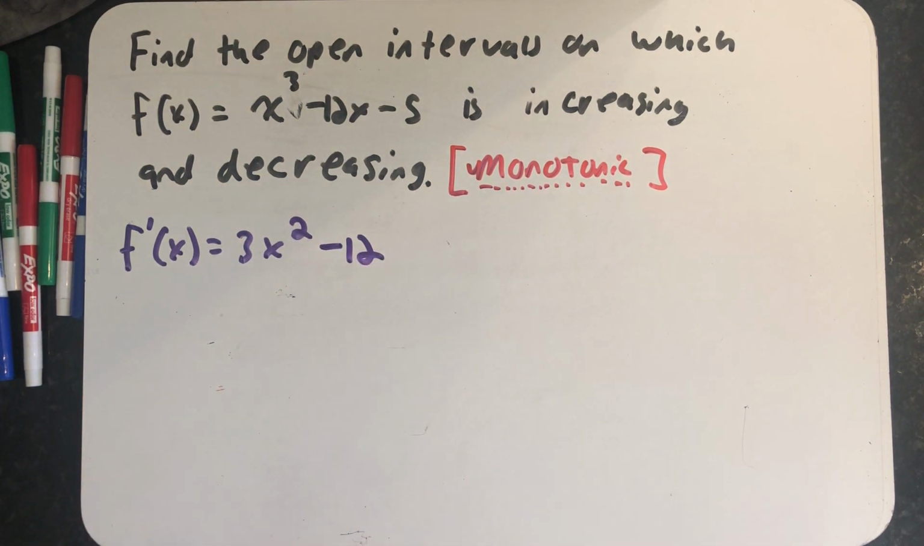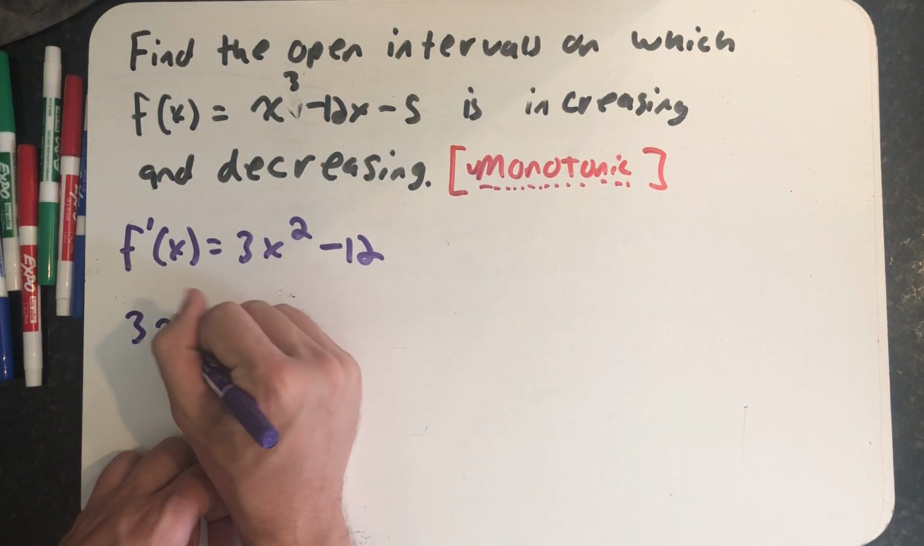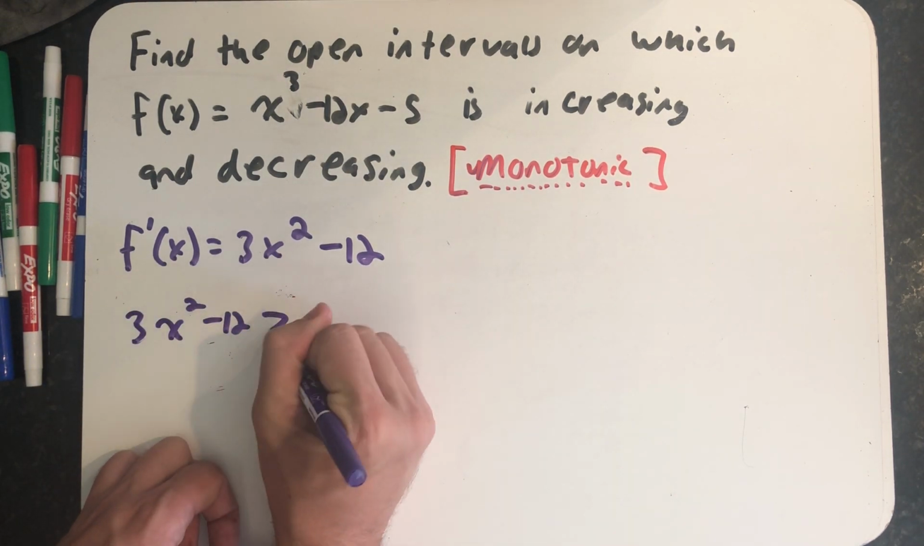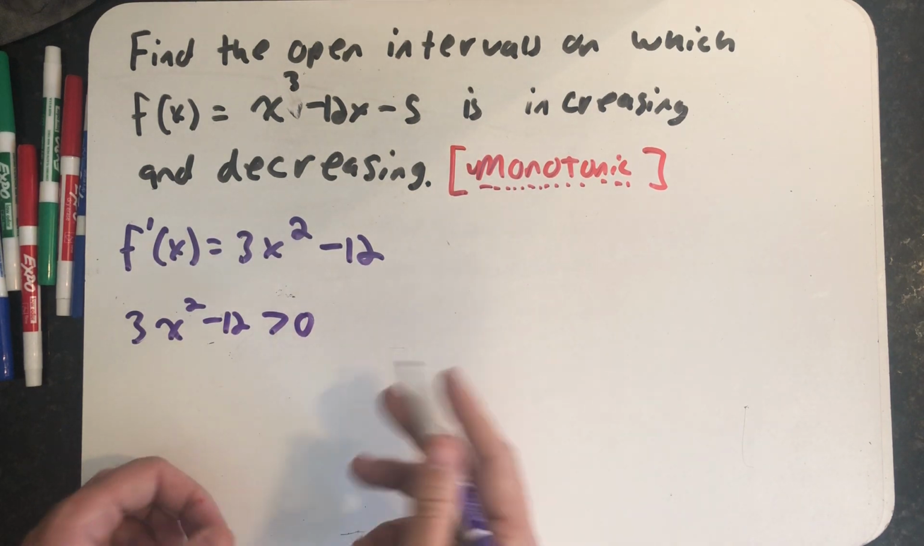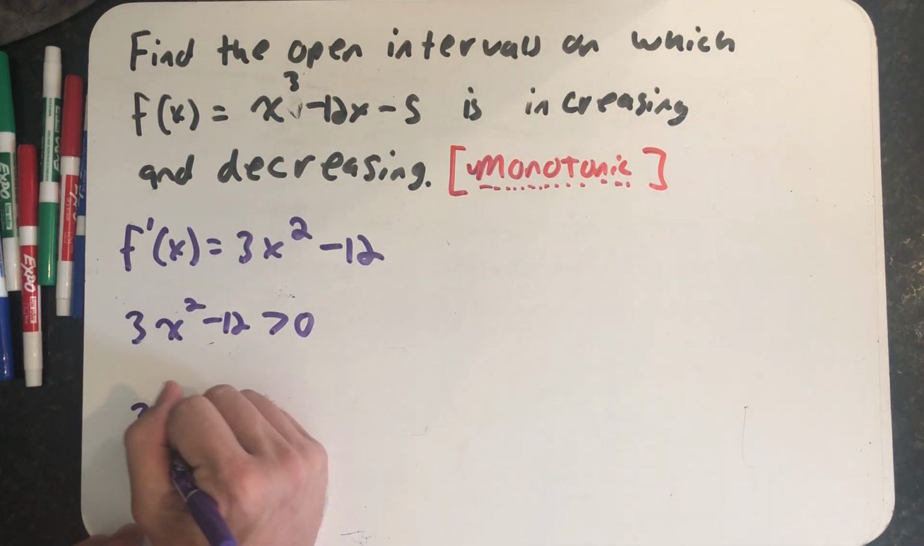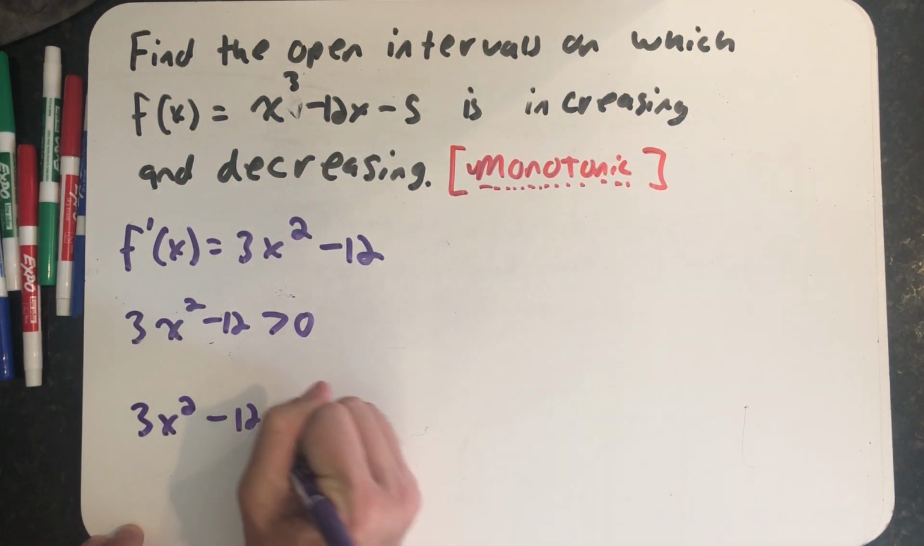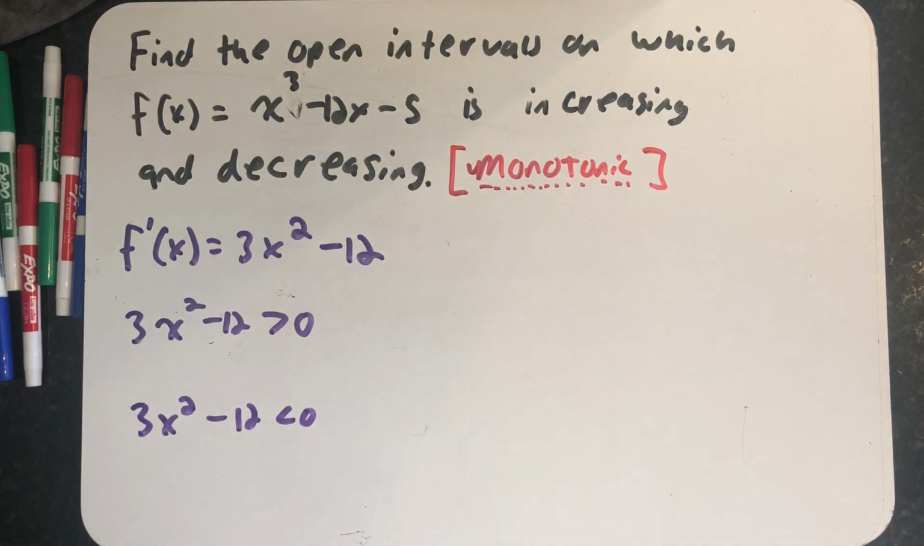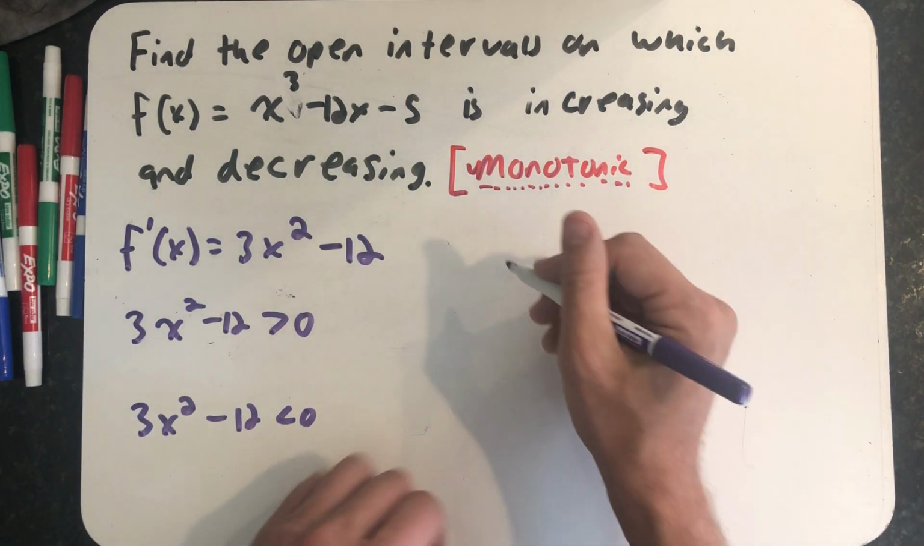So there's my first derivative, 3x squared minus 12. And what I need to do is figure out where that derivative is either bigger than 0, that will be where my function is increasing. I need to figure out where it is less than 0, that will be where my function is decreasing. Well, what I'm going to do to start is think about where my first derivative is actually 0.